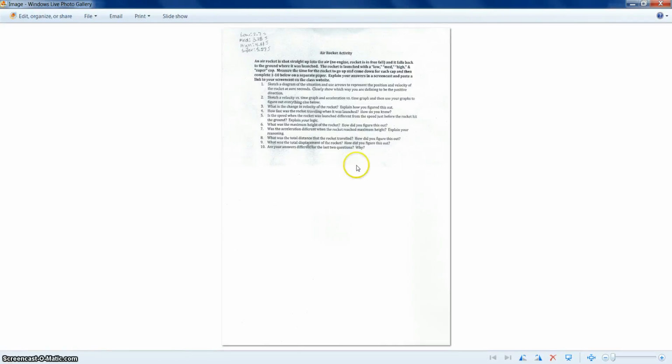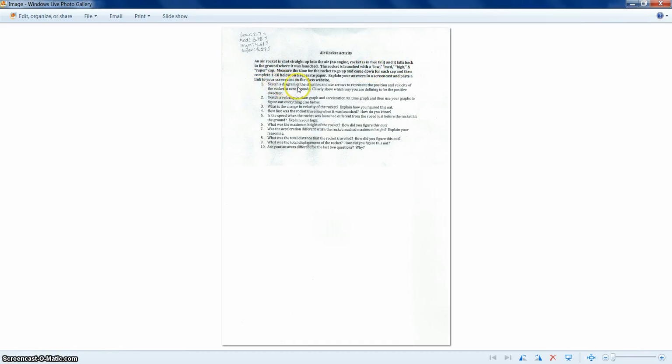Hi, so this screencast is to explain the air rocket activity. Disregard these numbers, these are just an example. I got my numbers from Samantha since I wasn't there on the day, I was on senior day. The first one of these four that I did was the low cap.